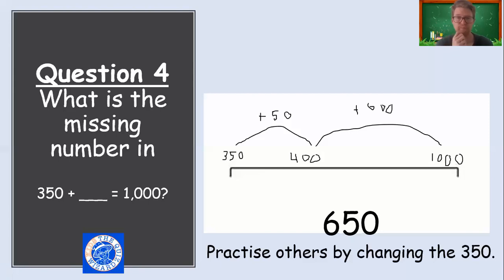Mentally as well, if you were confident with your number bonds, you could have just realized that actually you could have done 35 add 65 gets you to 100, and just know that your answer needs to be 10 times bigger. You could practice with other numbers just by changing this first number here.